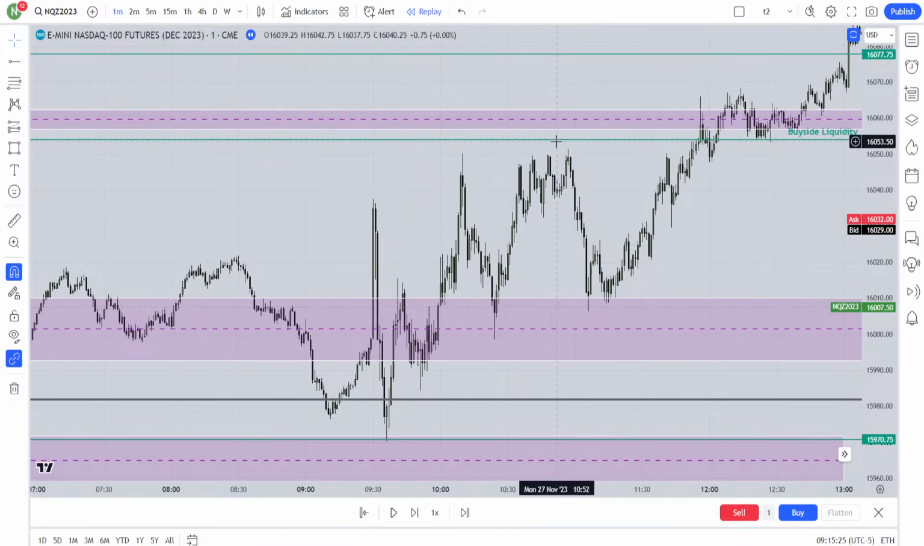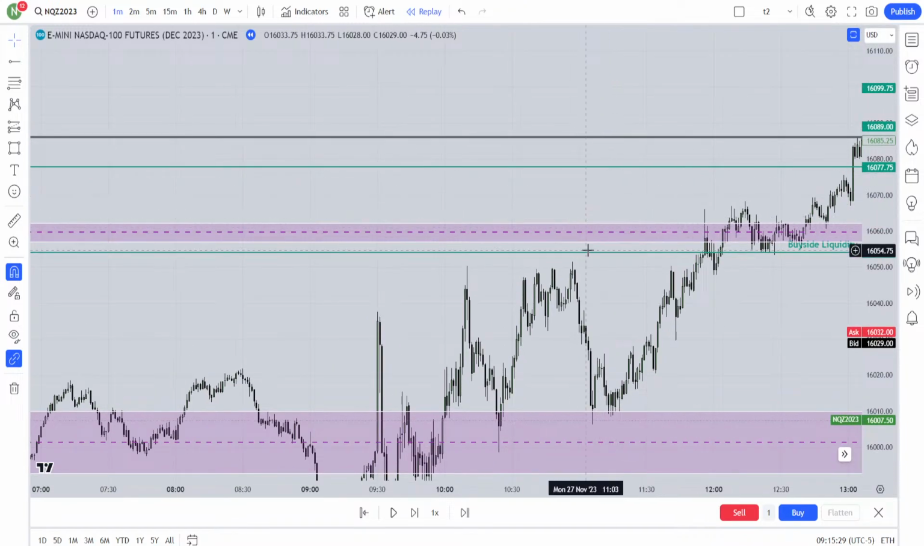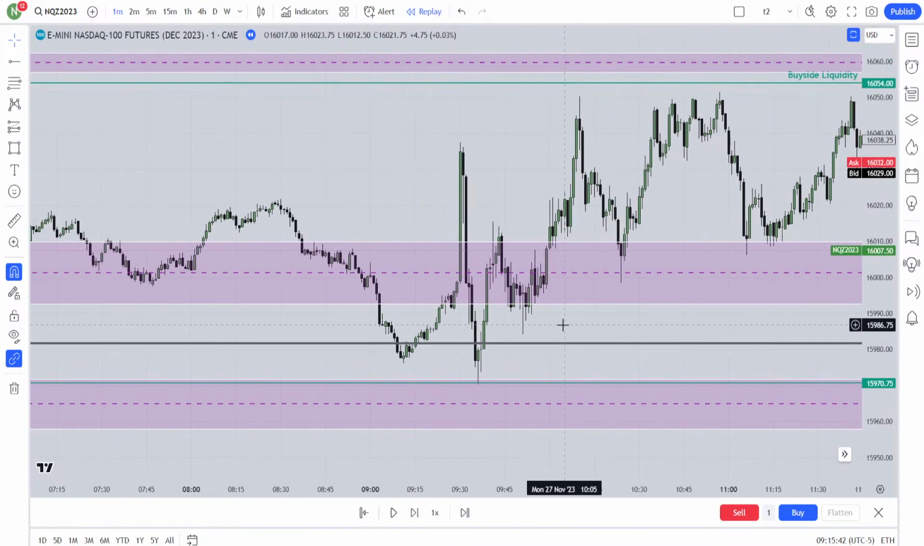This is my buy side liquidity. I have very clean buy side liquidity over there. This buy side liquidity is above the last fair value gap. I don't think the market is going to take that buy side liquidity. I am thinking it will take that buy side liquidity, and it will reverse from that last fair value gap. That is my thinking. Okay, let's see.